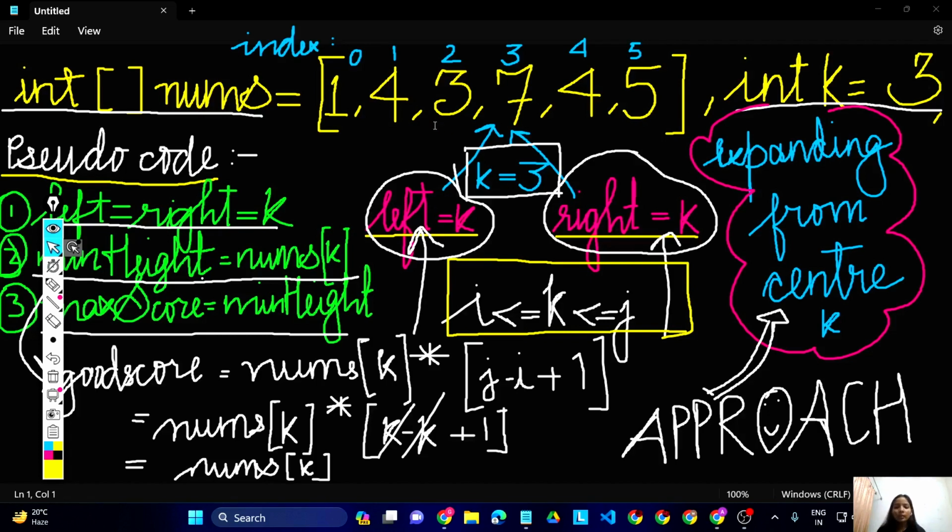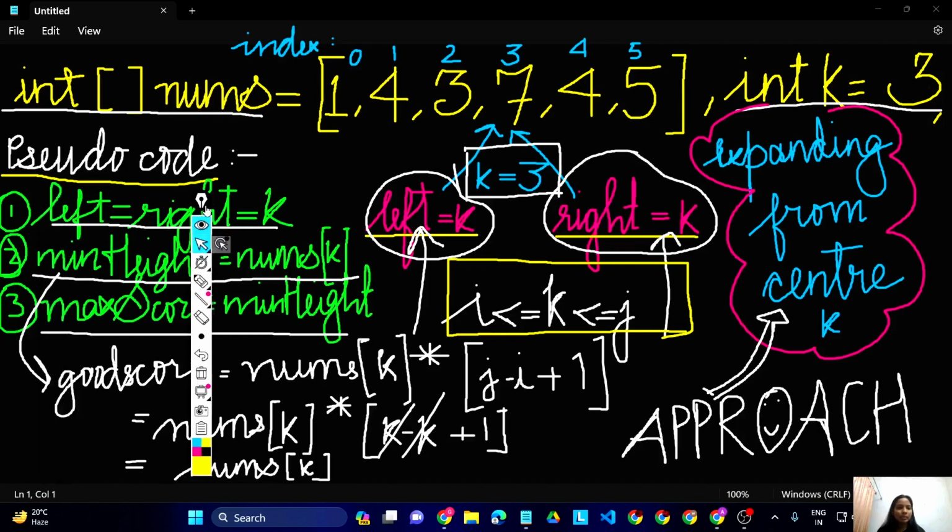The reason I chose this approach is that it allows us to efficiently consider all possible subarrays centered at k. By expanding both ways, we can capture the maximum range that contributes to that score. So I'll first initialize some variables. One is left, another is right, and I'm assigning them the values of k itself. Let me show you the pseudocode here.